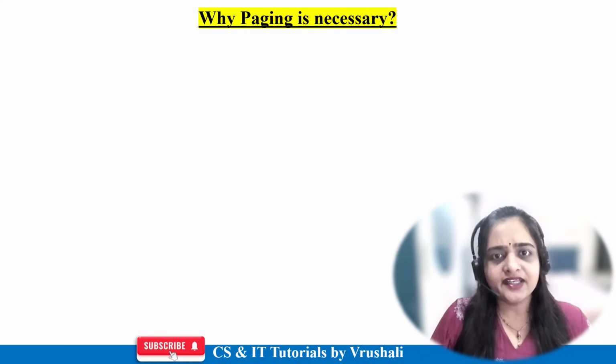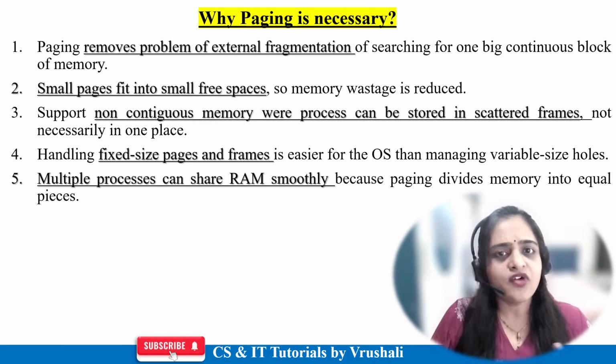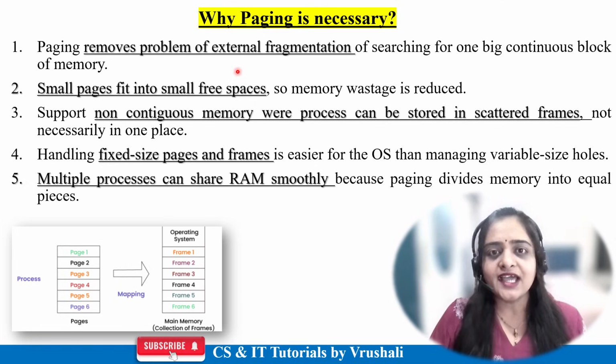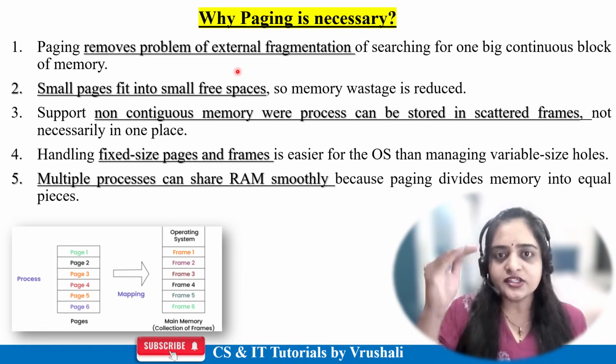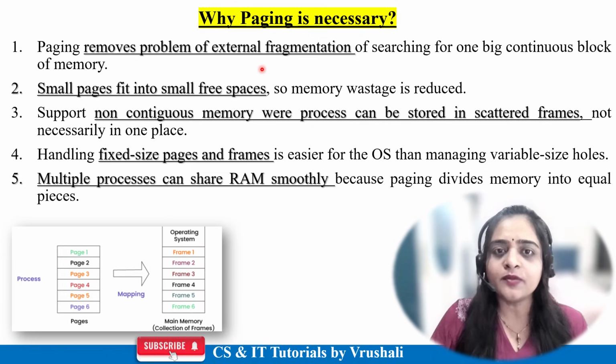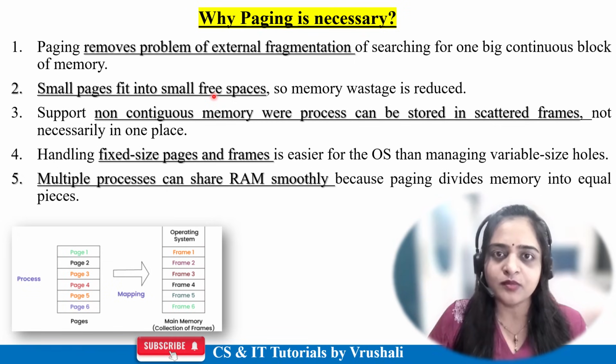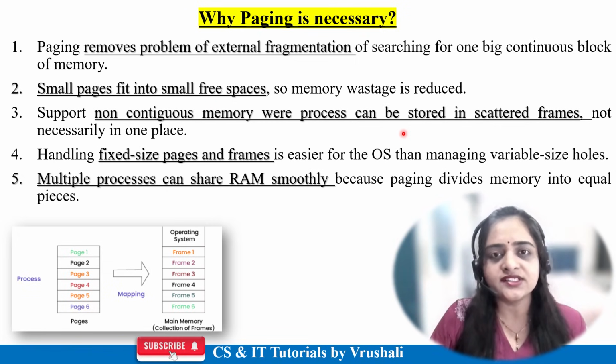Now, again, one of the most important questions: why is paging necessary? Paging basically removes external fragmentation. As we discussed on the last slide, it stores data in a non-contiguous manner, right? So it removes the problem of external fragmentation. Again, small pages fit into small spaces, meaning it uses a fixed size partition block concept. Also, with non-contiguous memory, a process can be stored in scattered frames.